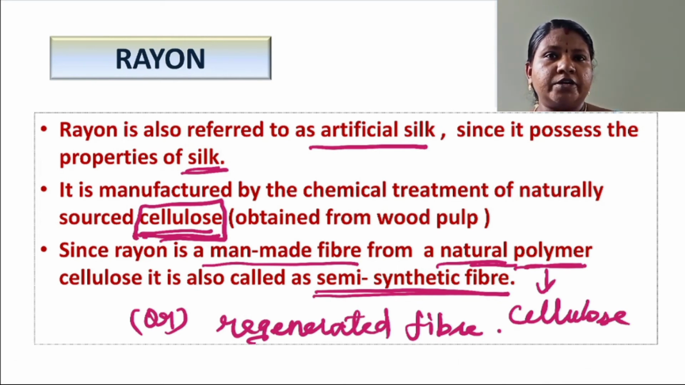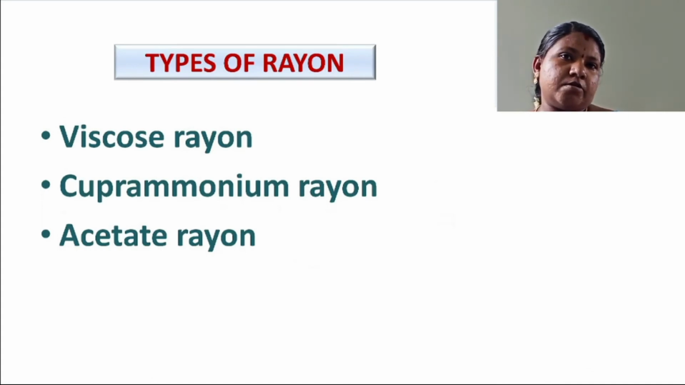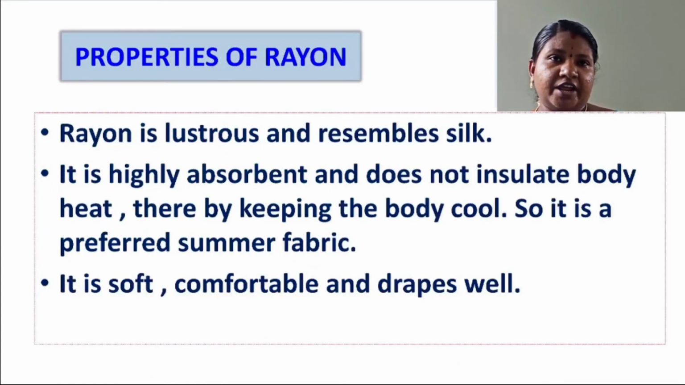Now we will see the types of rayon. We can just know the names alone: viscose rayon, cuprammonium rayon and acetate rayon. Right. Now we will see the properties of rayon.